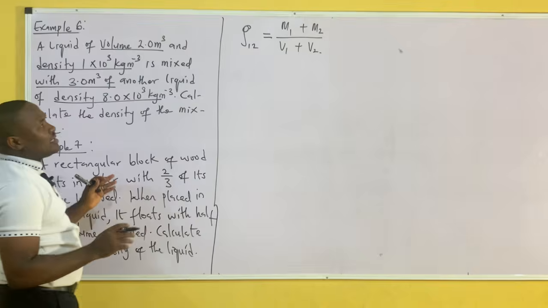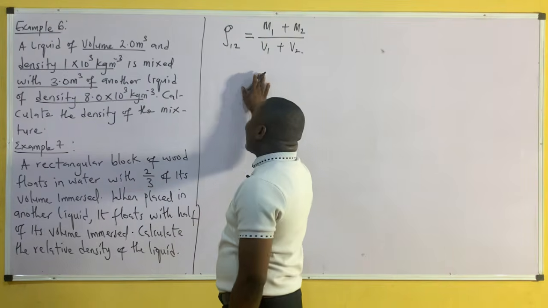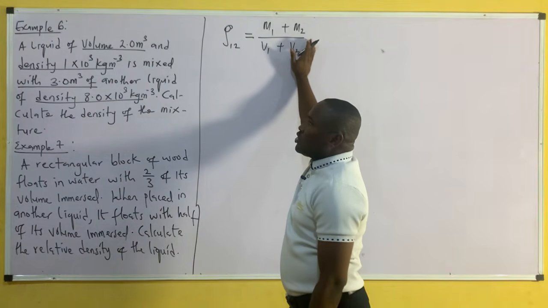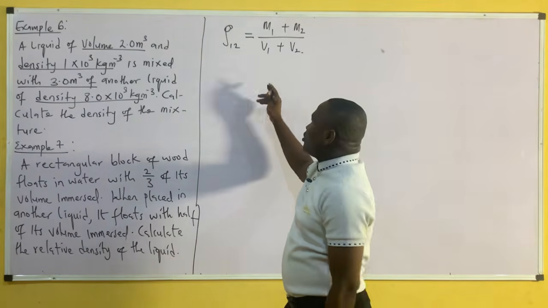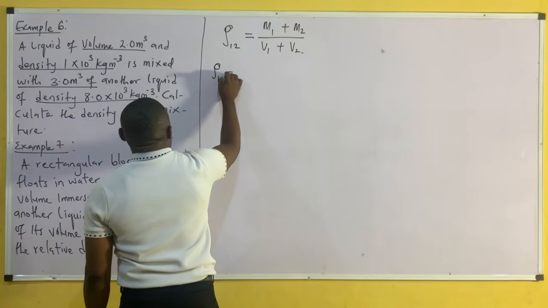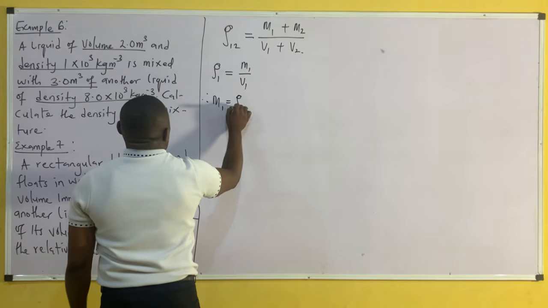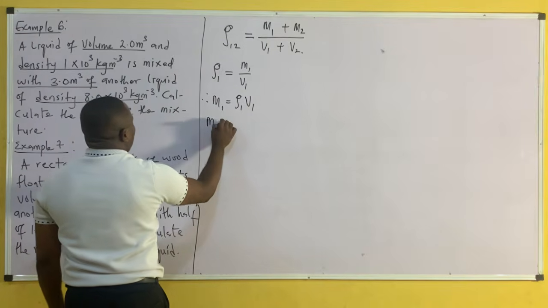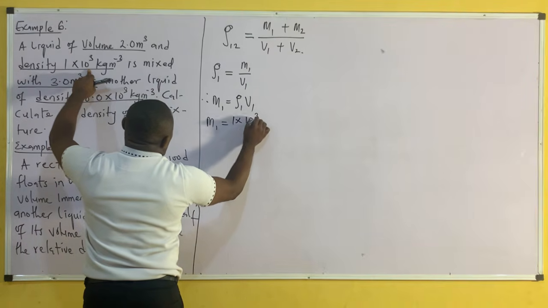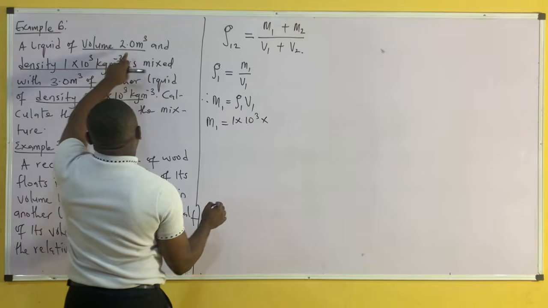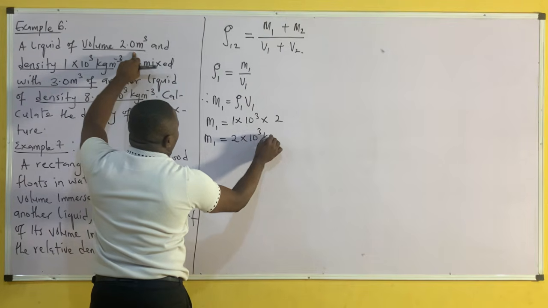Now the problem is they did not give us the mass of the liquids. So I cannot just approach the question at once. So what will I do? I have to solve for the mass with the quantities I have. So the density of 1 is equal to mass of 1 over volume of 1. Therefore, the mass of 1 is density of 1 times volume of 1. So the mass of 1 equals the density of 1, which is 1 times 10 raised to 3, times the volume of 1, which is 2. So the mass of 1 equals 2 times 10 raised to 3 kg.